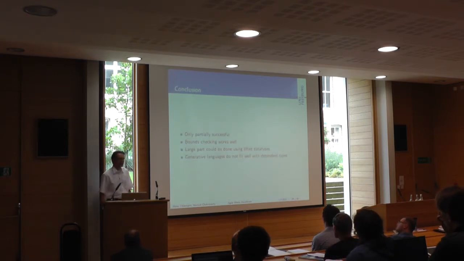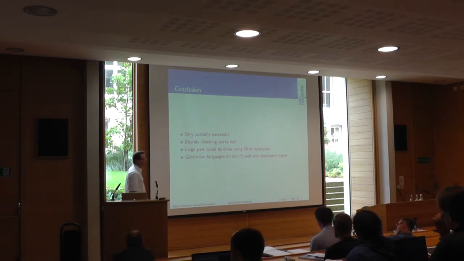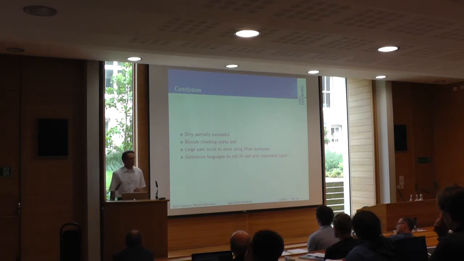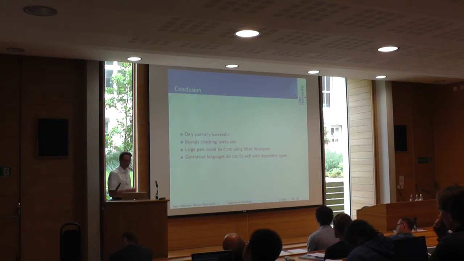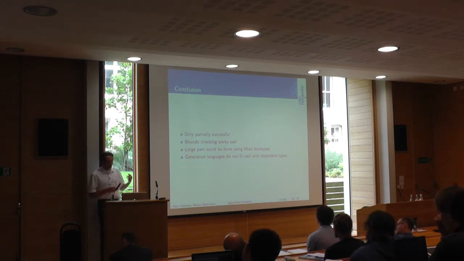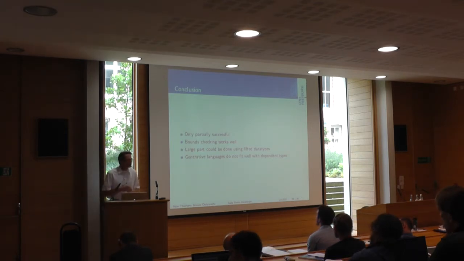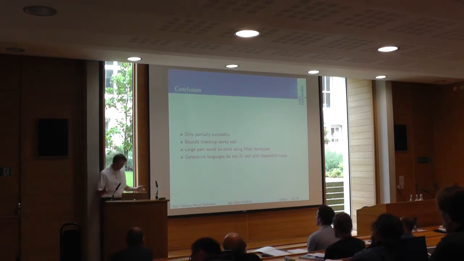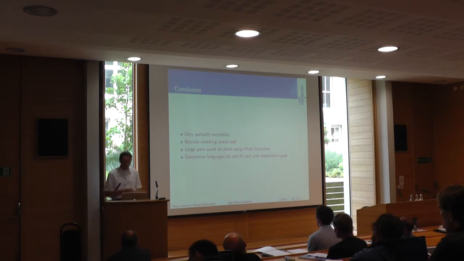Right, conclusion. So our initial expectations were only partially met. Bounds checking works well, but other things like the associativity didn't work out well. Also, we hit some limitations like this filtering that I wasn't able to show you right now. Nowadays, some part of the bounds checking, I believe, could be done with the lifted data types that you have in the recent Haskell releases. It just wasn't available to us at that point.